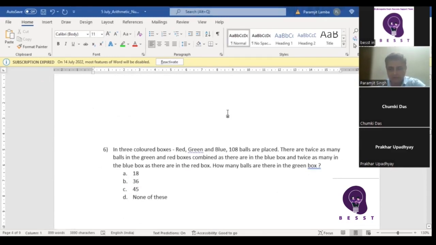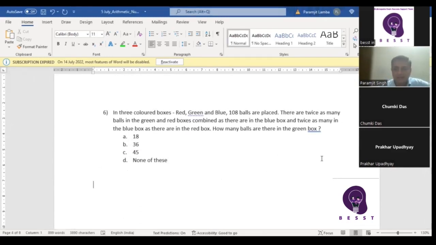Here we go to the next question. In 3 colored boxes, red, green, and blue, 108 balls are placed. There are twice as many balls in the green and red boxes combined as there are in the blue box, and twice as many in the blue box as there are in the red box. How many balls are there in the green box? Again, going step by step, proceed logically and write down what you say.